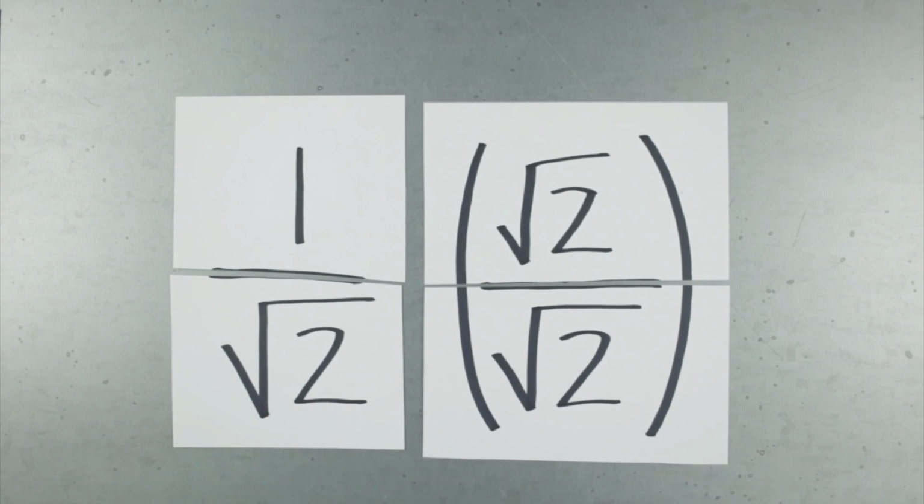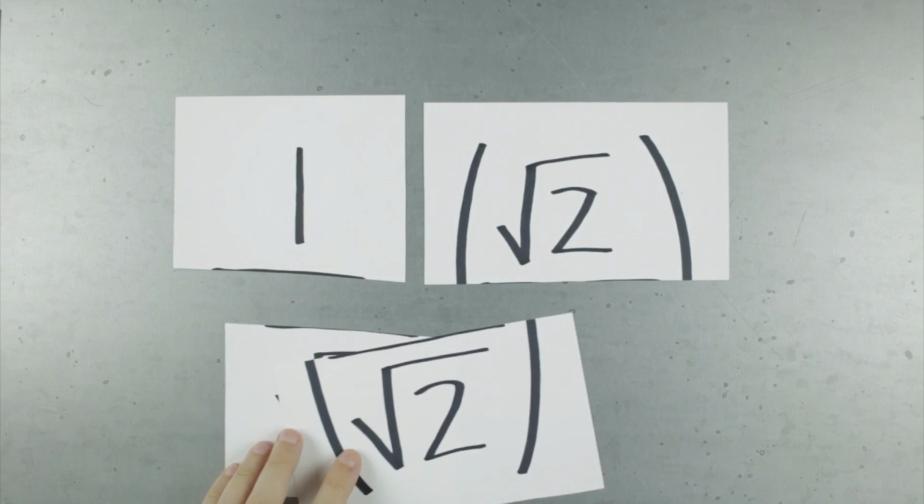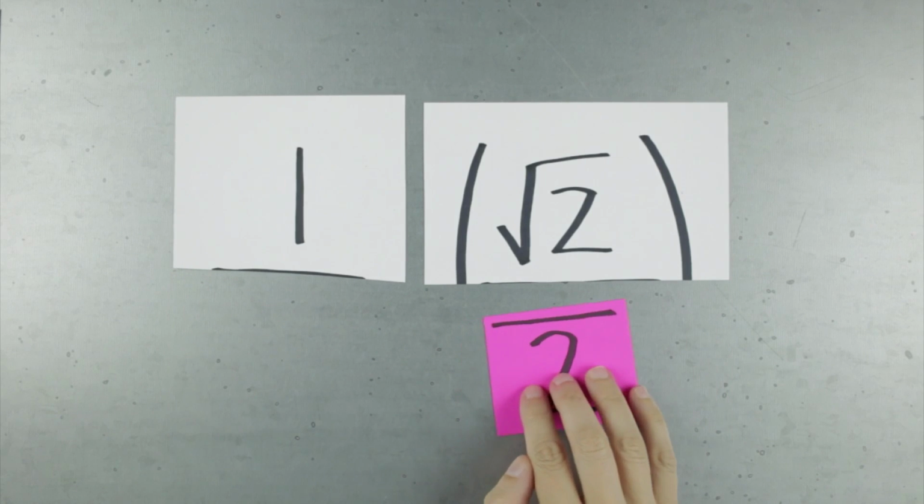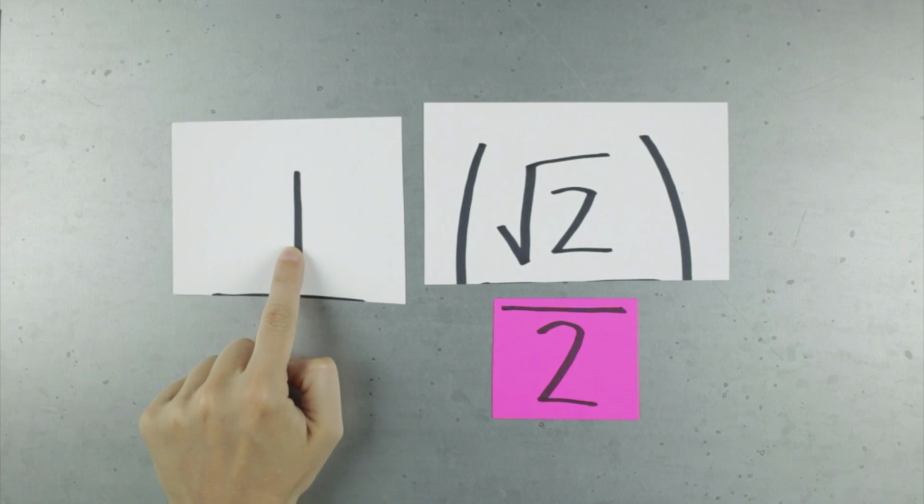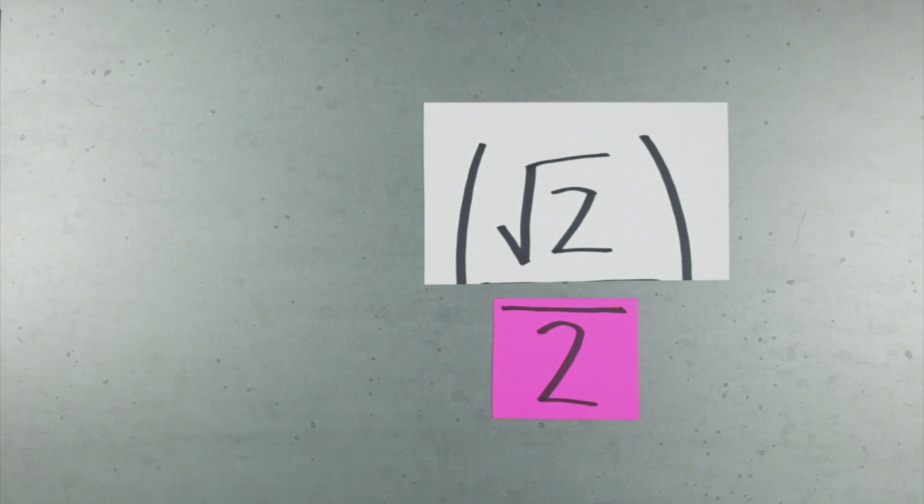Because when you multiply two identical square roots, you're just left with the number under the roots. And that's always true. Multiplying the square root of 7 by the square root of 7 is 7, and multiplying the square root of 2 by the square root of 2 is 2. So when we rationalize the denominator using this process, we end up with the square root of 2 over 2. And just like that, we were able to get the square root out of the denominator.